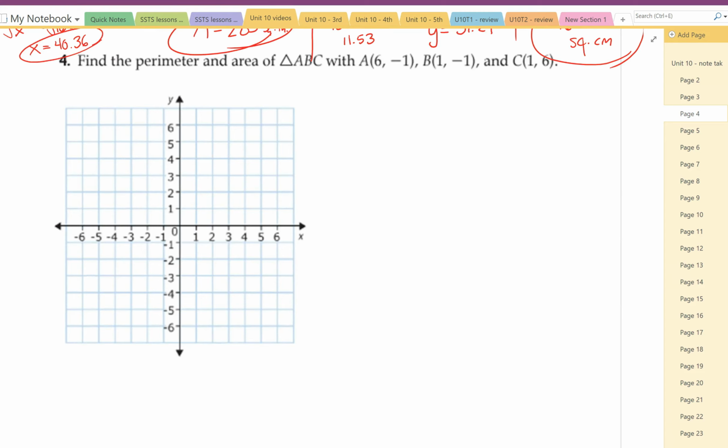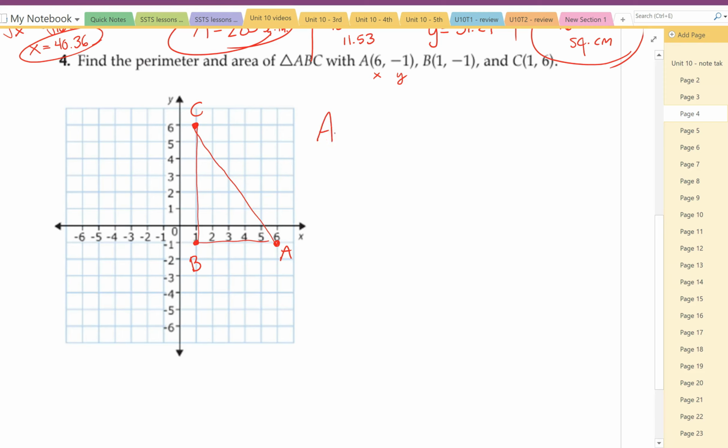Okay, this one wants us to plot some points and then figure out the perimeter and area of the shape that we end up with. So A is at 6, -1. So x is 6, y is -1. So I'm going to go out to 6 and down 1. Here is A. B, x is 1, y is -1. So there's B. And then C is at 1, 6. Alright, so I have a triangle. That's going to look about like that.